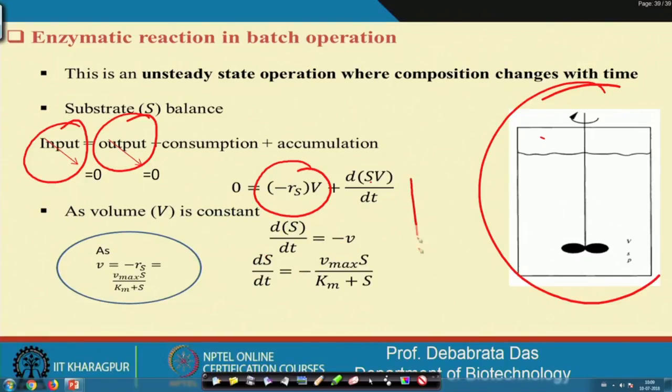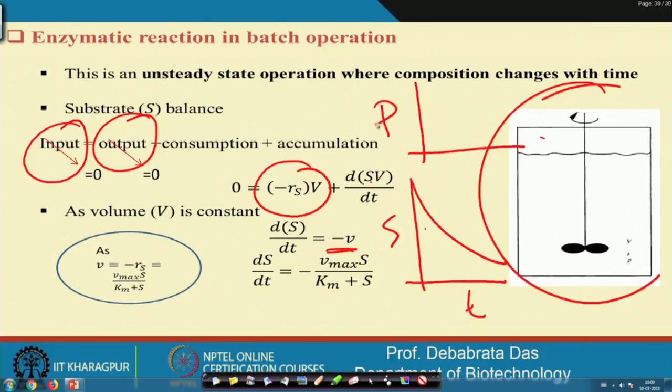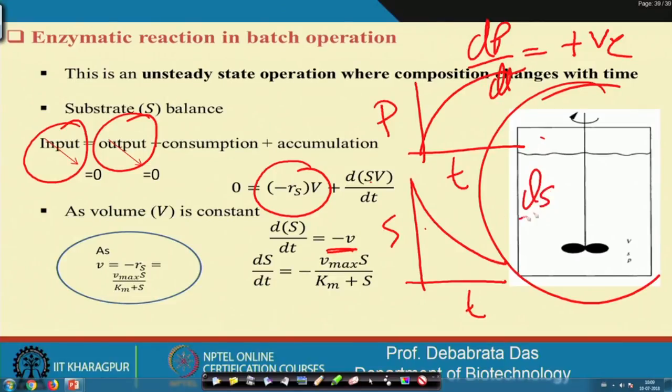So, this is how we explain that dS by dt is considered as minus v. Why is it minus? Because the substrate concentration keeps on decreasing with respect to time. Since it is decreasing, this minus sign has come. But at the same time, when you have product formation and you write dP by dt, this will always be positive. When you talk about dS by dt, it will be negative, because this is the decreasing profile, and that is the increasing profile that we have.